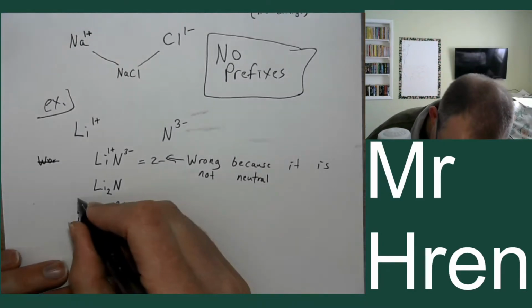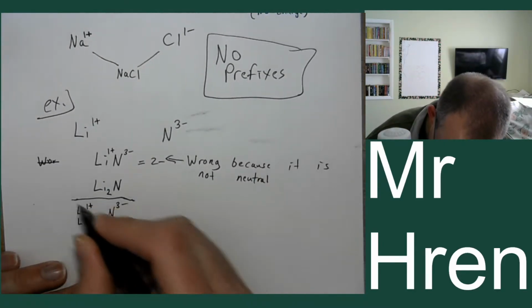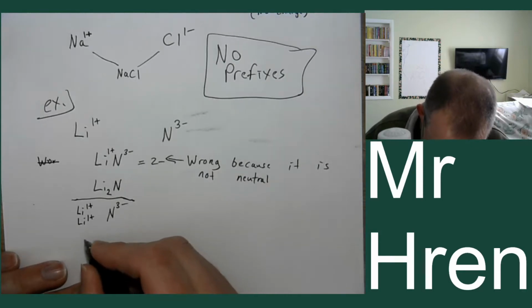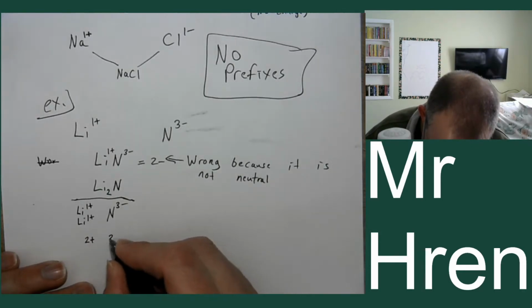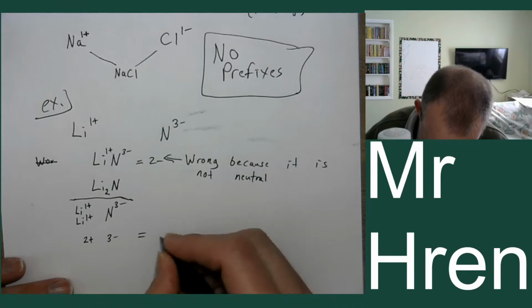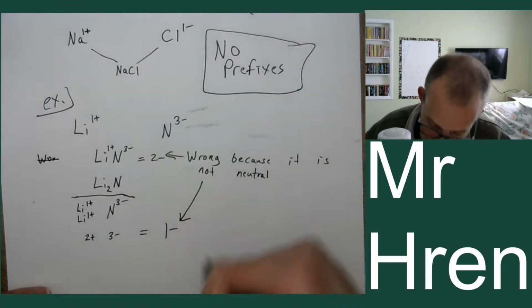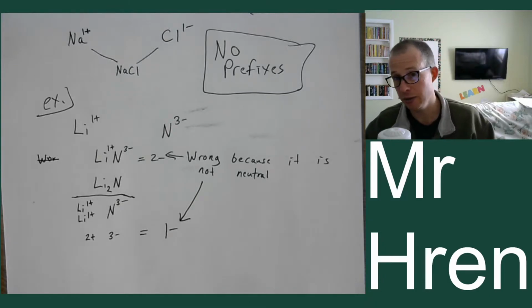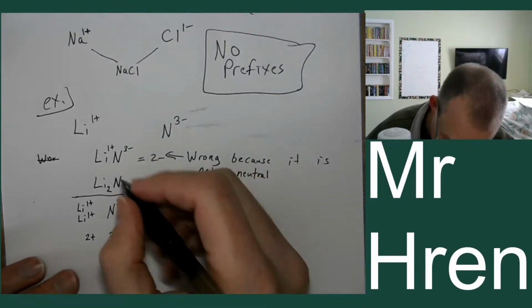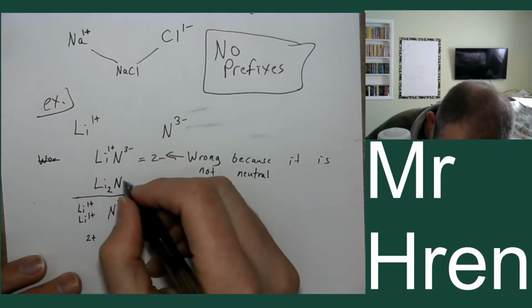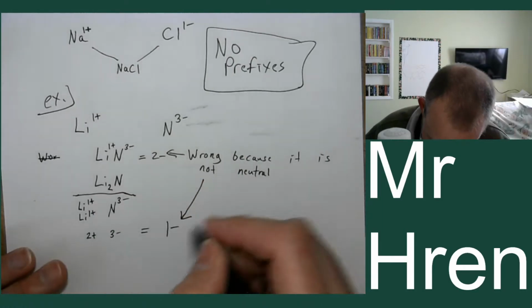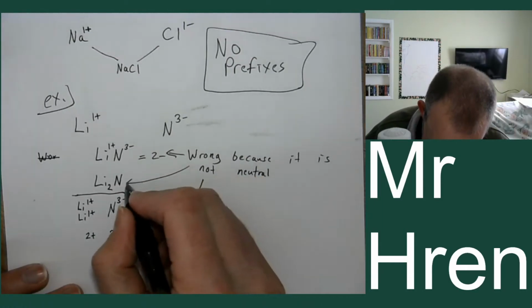So this is just another example here. What does that add up to? Lithium is +2, nitrogen is -3. This adds up to a -1 ion. This is still wrong because it is not neutral. So both of these are wrong.